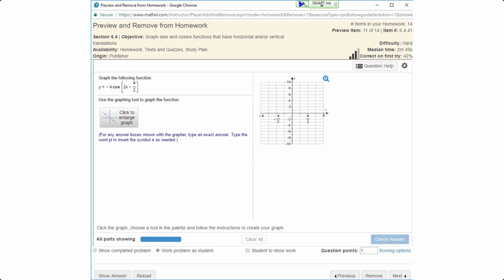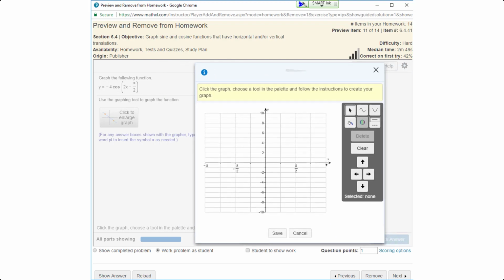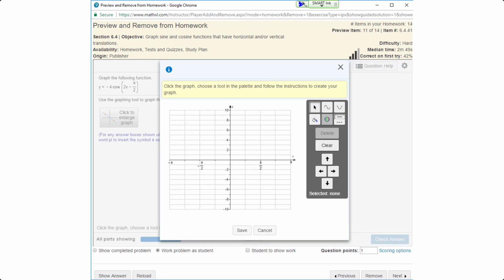So what I'd like to do now is help you work through a problem in your homework, just so that you can see exactly how to input your answers here. Here's an example problem where we're asked to graph y equals negative 4 cosine the quantity 2x minus pi over 2. In order to do that, it's definitely going to be helpful to enlarge the graph here that's presented.